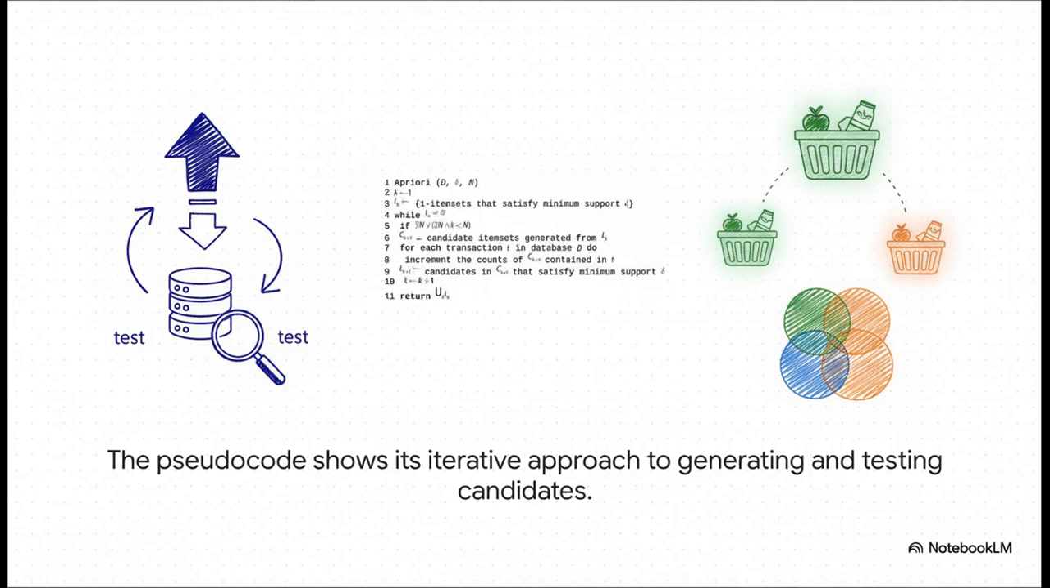For those of you who want to peek under the hood, this pseudocode here really shows you the heart of the a priori algorithm. You can see it's a simple cycle of generate and test. First, it generates potential item sets that could be frequent, and then it scans the data to see if they actually make the cut. It's this efficient, iterative logic that makes it such a foundational algorithm in data mining.